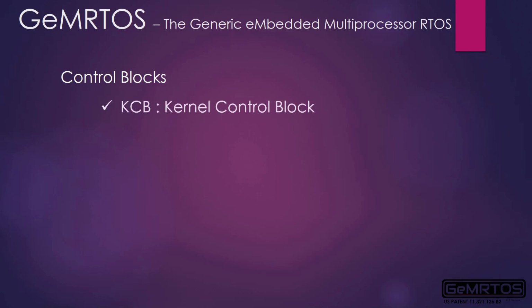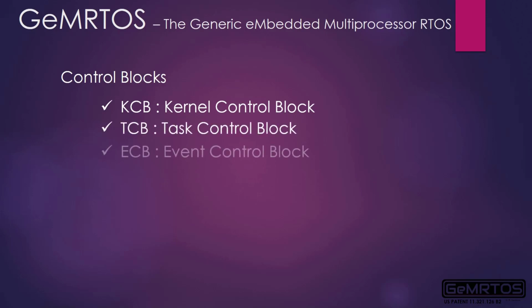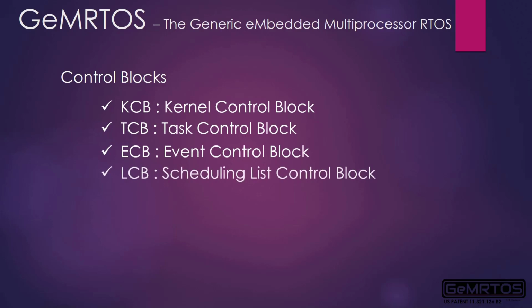The kernel control block, which centralizes the system's information. The task control block contains information about a system task. The event control blocks are created for each possible event during runtime. The scheduling list control blocks are used for the GeMRTOS hybrid partition scheduling.